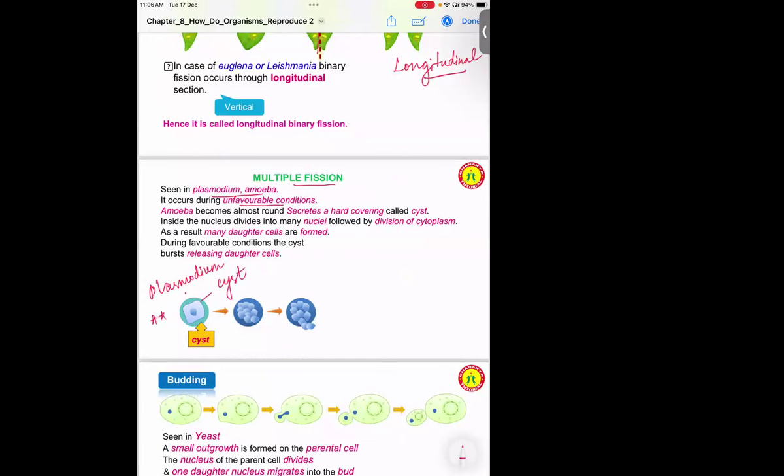This is again a very important question. Name the outer covering of the plasmodium. The answer is cyst. So cyst is the outermost covering of the plasmodium, and it is a kind of protective layer. This layer will be protecting the whole plasmodium. So this cyst, when conditions are not favorable, what does it do?